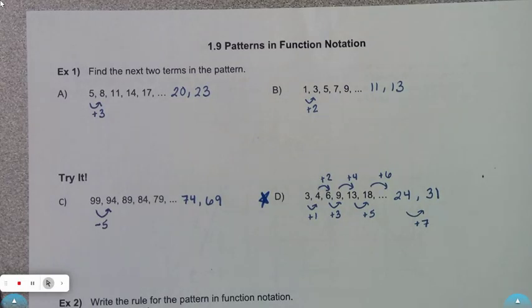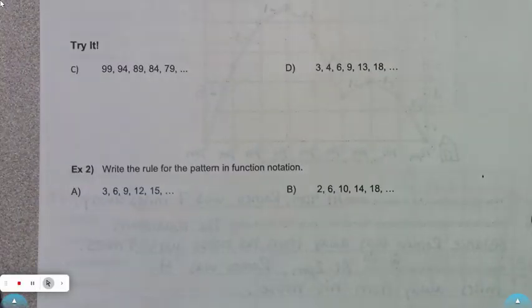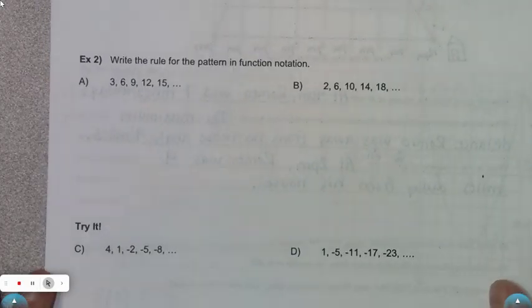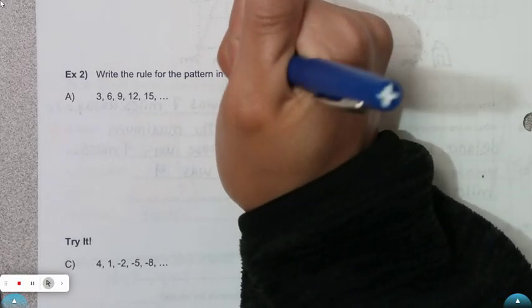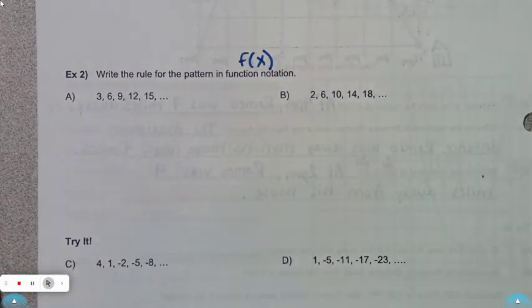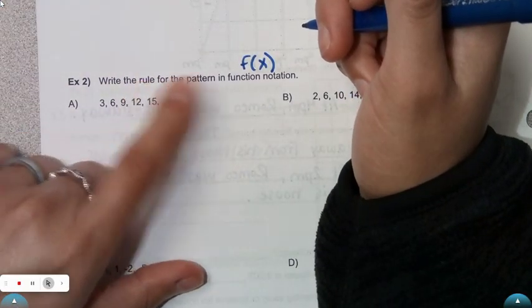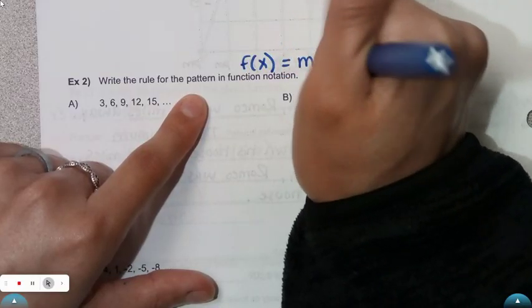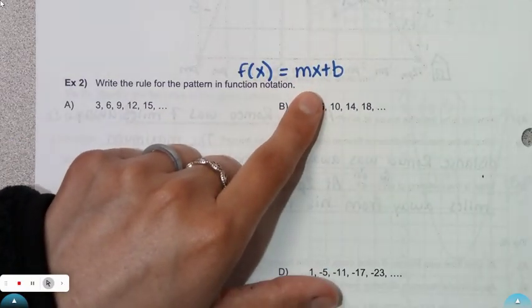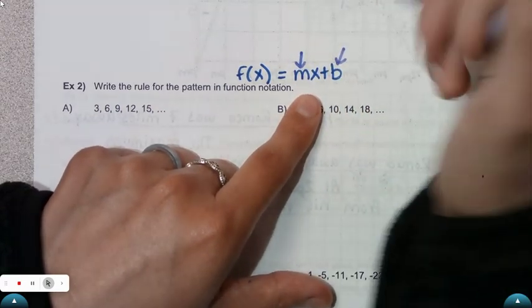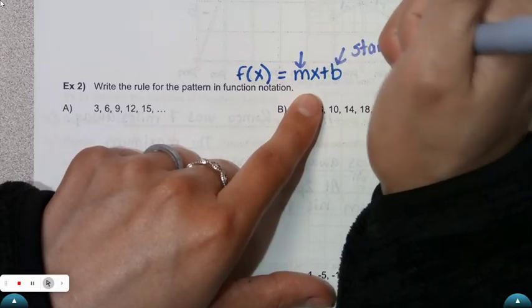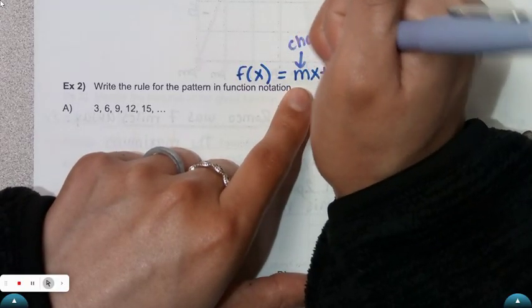Okay, perfect. Let's talk about the last 4. So writing the rule in function notation means f of x. So when you're doing these, you want to write a pattern or a rule, meaning you want to write an equation. So all of your equations should look something like this. The two numbers you're trying to find are your m and your b. Okay, remember b is your start, and m is your slope or your change.